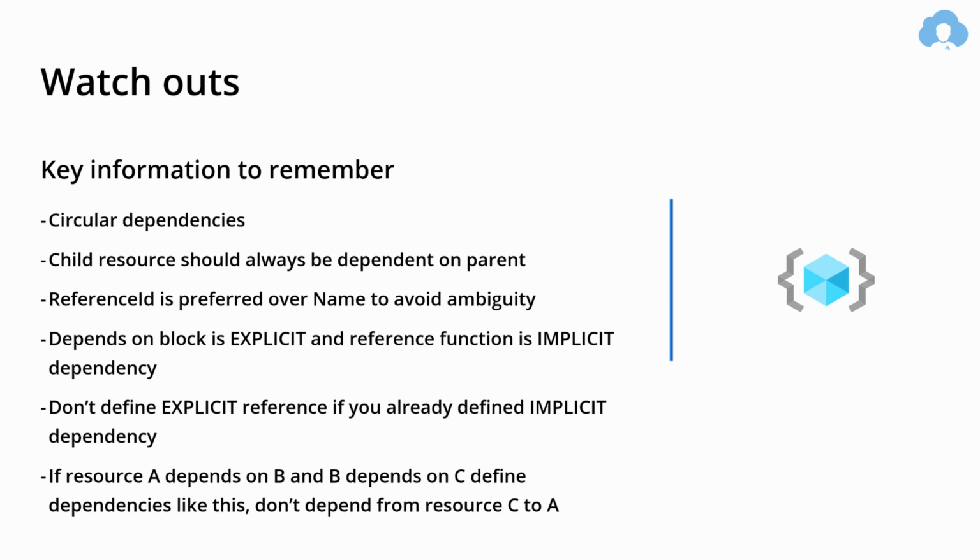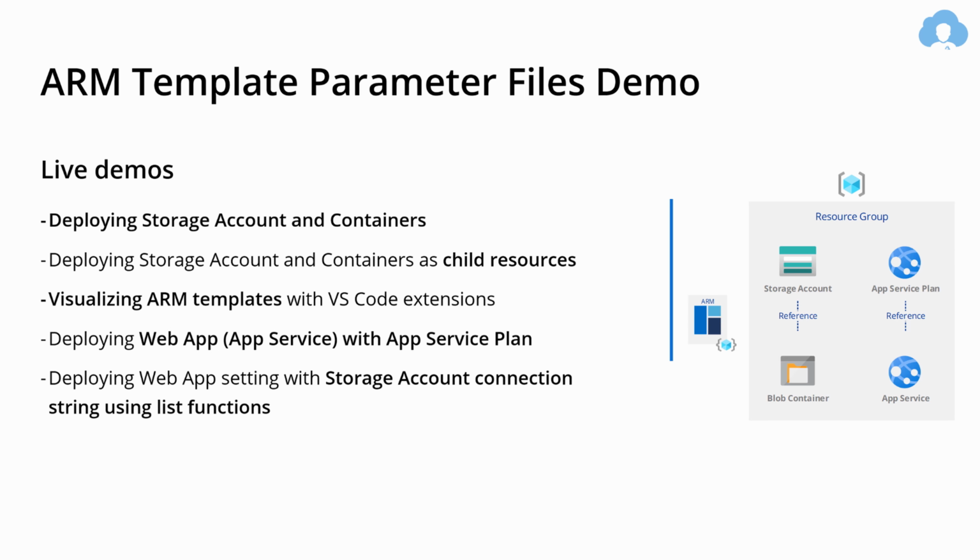And lastly, if you have a resource that is dependent, let's say A on B and then B on C, so it's like a child parent, then make sure not to create that C, which is the grandchild, relationship to the parent A. And that's pretty much it when it comes to watchouts when defining dependencies. We can now move to the demos. And the demos that I have for you today are, first of all, deploying a storage account and containers, then creating child resources.